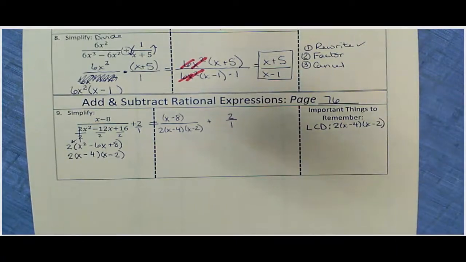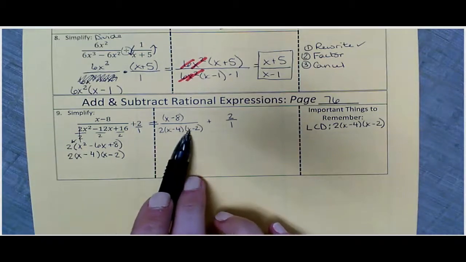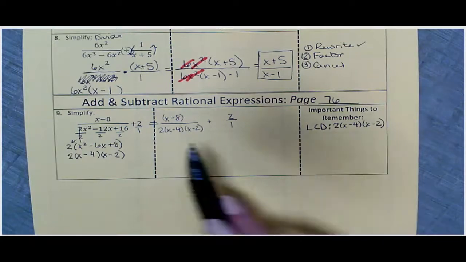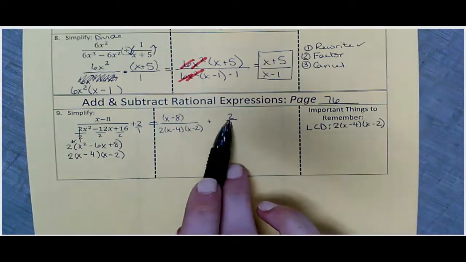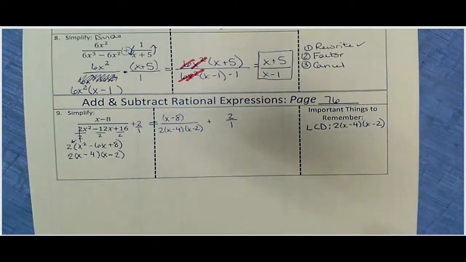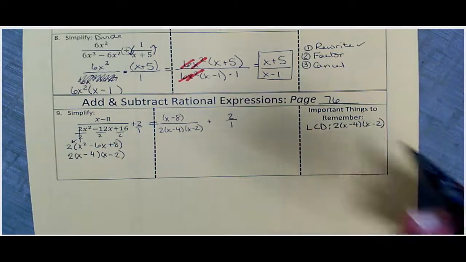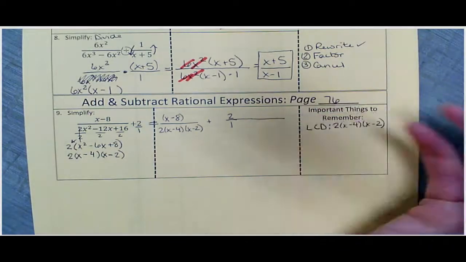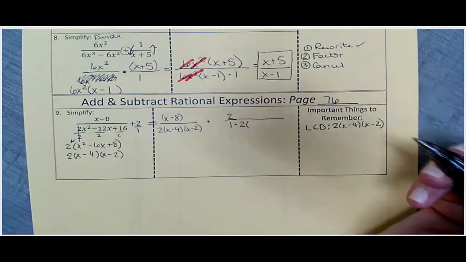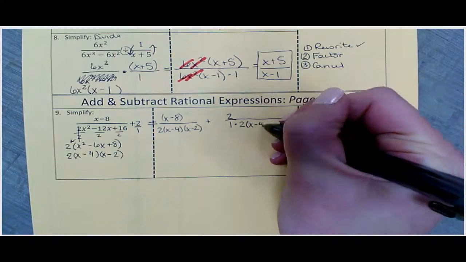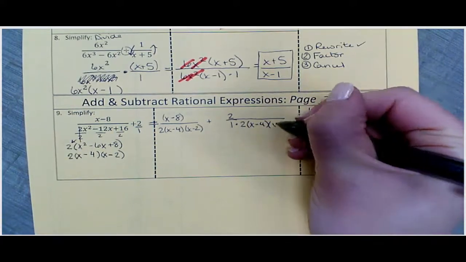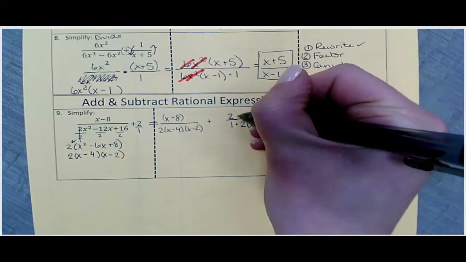Step 3 is to multiply each rational expression, top and bottom, by whatever's missing to have that common denominator. Well, this is already the least common denominator, so I don't need to change this. But I do need to change this. This on the bottom needs to be my least common denominator, so I'm going to multiply by 2 and x minus 4 and x minus 2. And what I do on the bottom, I need to also do on the top.